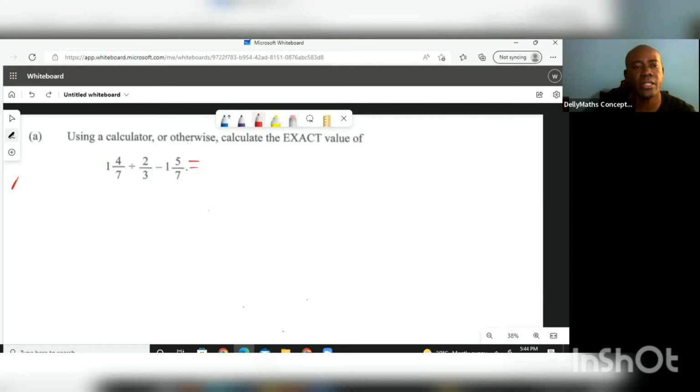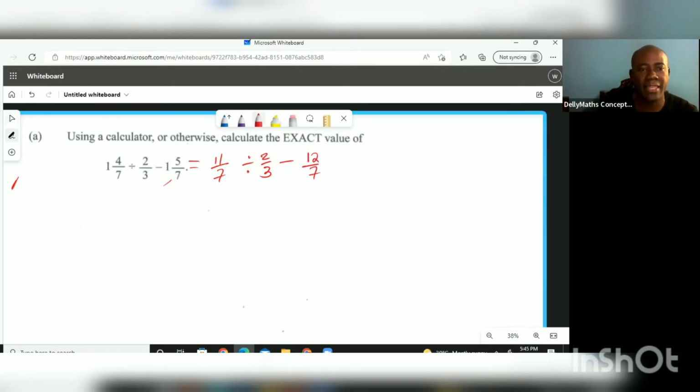When you convert mixed numbers to improper fractions, what we normally do is multiply the denominator by the whole number and add the numerator. So 7 times 1 plus 4, that's 11 over 7. That will be divided by 2/3 minus 7 times 1 plus 5, and that is 12 over 7.